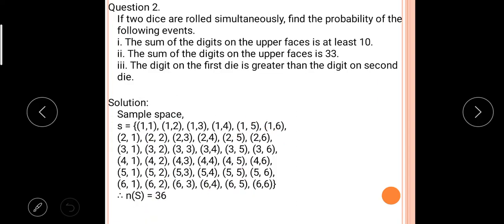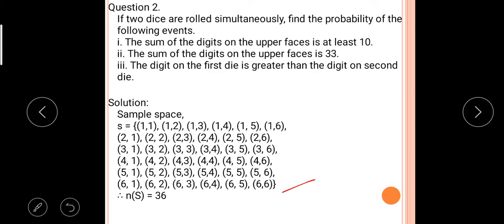Next, if two dice are rolled simultaneously, find the probability of the following events. Two dice are rolled simultaneously, it means that this is the experiment, and the outcomes of this experiment, that is the sample space, are (1,1), (1,2), (1,3), (1,4), (1,5), (1,6) and so on, up to 36 sample points in the given experiment. In the given experiment, a total of 36 points are there.